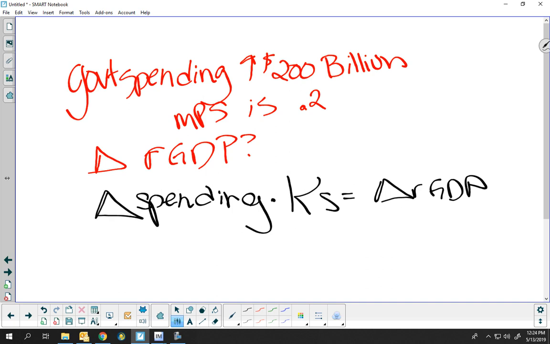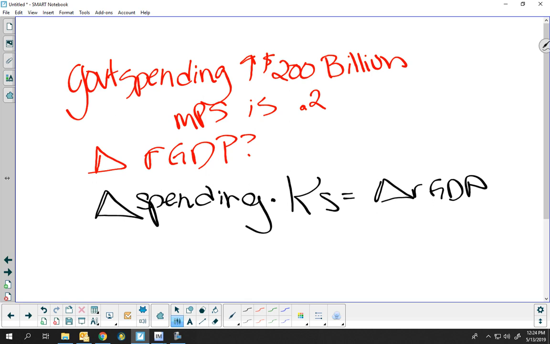Tax multiplier is negative MPC over MPS. Spending multiplier is 1 over MPS. If you know the spending, you know the tax, because whatever spending is, tax is 1 less and negative. So if the spending multiplier is 100, the tax multiplier for that same information is negative 99. 1 less and negative.